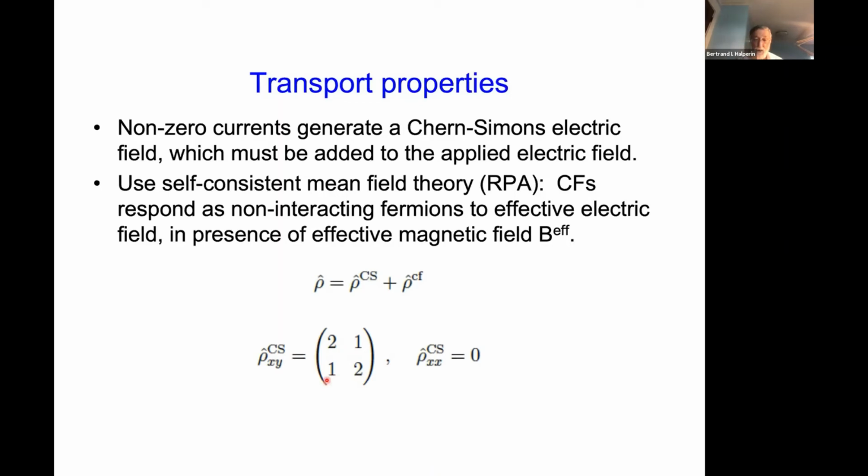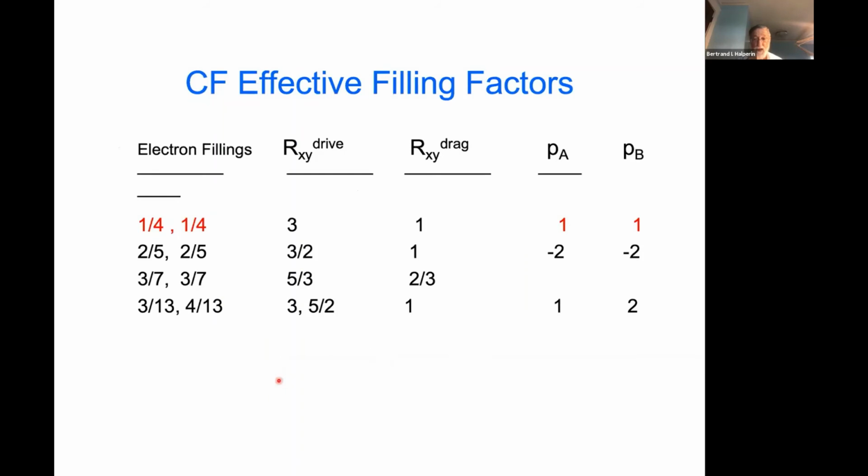So they're basically 4x4 matrices that we have to add, but they're purely 2x2 matrices if we only consider the XY components. And if we add them, sure enough, we get the right results for these filling fractions, 1/4, 2/5, and 4/13. We get these unequal drive resistances between the drag and drive layers. That comes from the Chern-Simons field, which has unequal contributions.